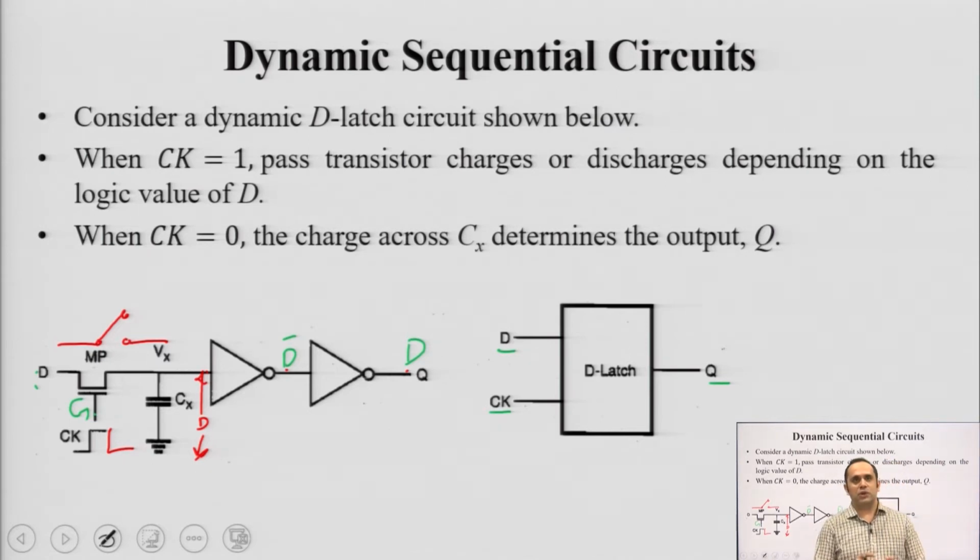Compare this to the initial static CMOS circuits which we had. The amount of circuitry has considerably reduced now. So, the area required to implement this type of a circuit, a dynamic sequential circuit, is way smaller as compared to a static circuit.